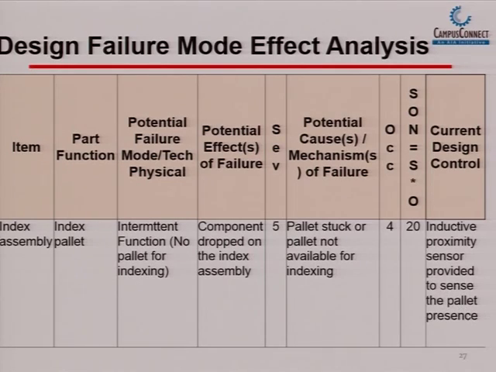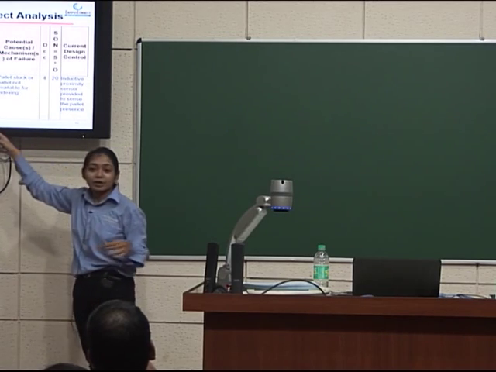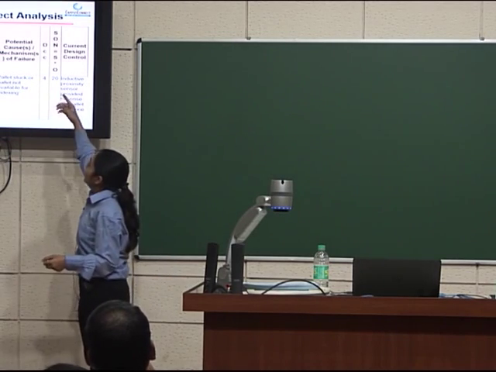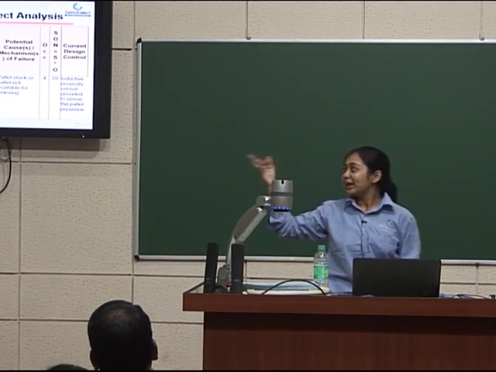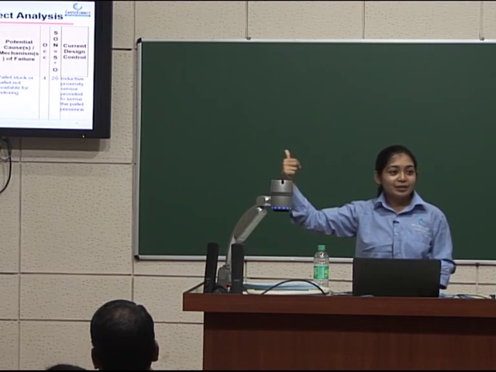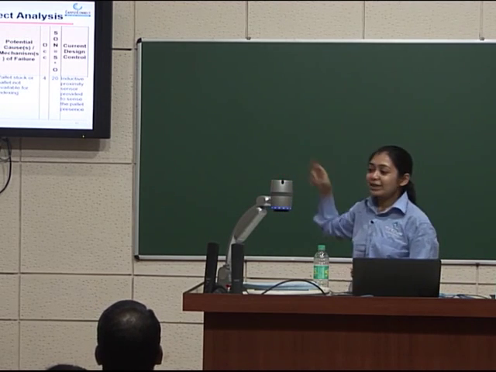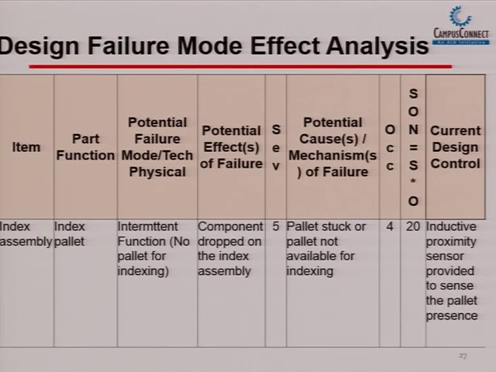And then you have a severity number and an occurrence number: how severe the failure is, and how many times it can happen. Multiplying both together gives you a single number, and then you say whether the design is safe or not safe, or what can go wrong. So there are different procedures and many things that we follow in our company.